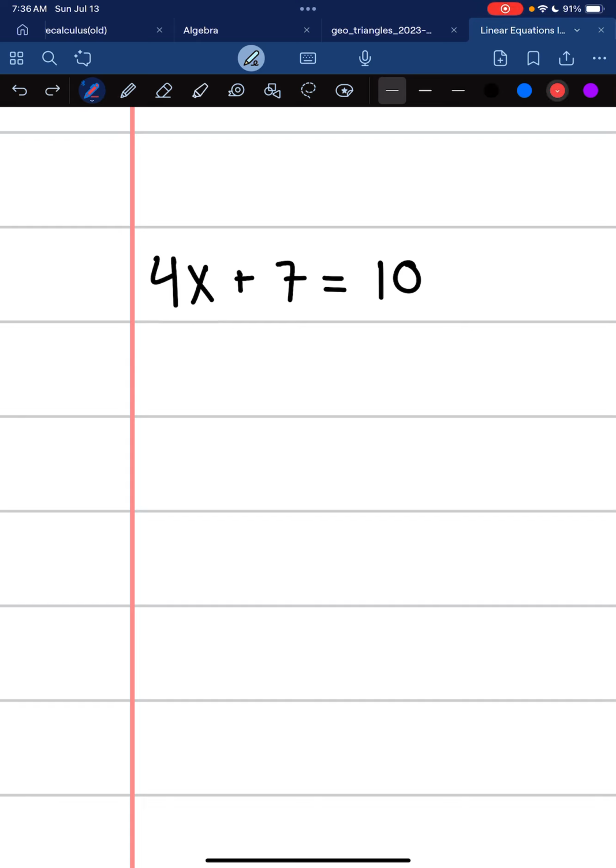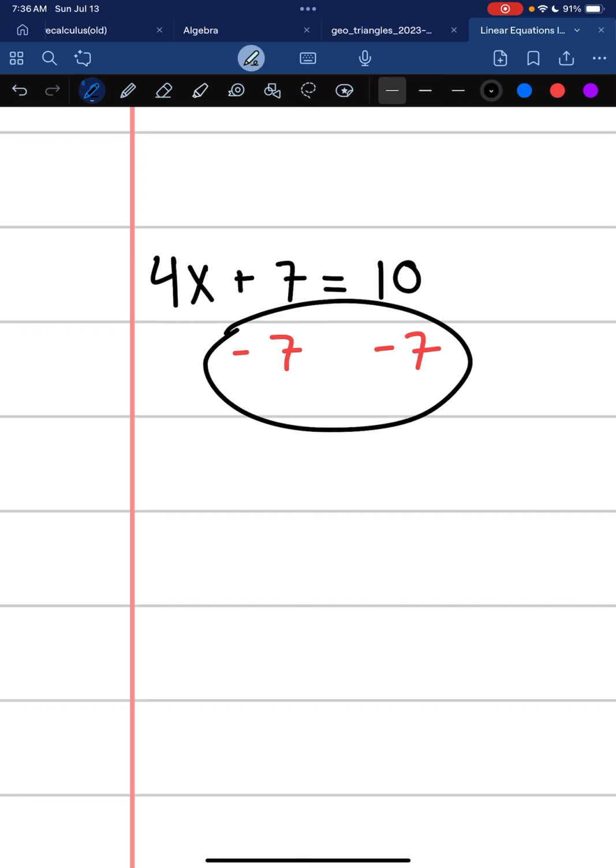And the way that we get rid of that is, notice how we're adding 7 to this left side. So we're going to do the opposite of that. We're going to subtract 7 from both sides. You're allowed to subtract or add or multiply or divide an equation on both sides by the same number, and it keeps the equation balanced. So we're allowed to do this since we're doing it to both sides.